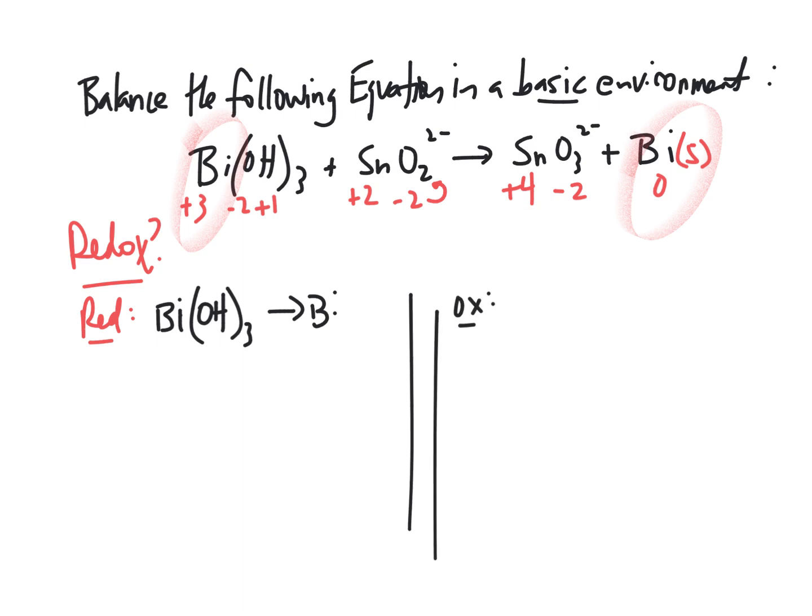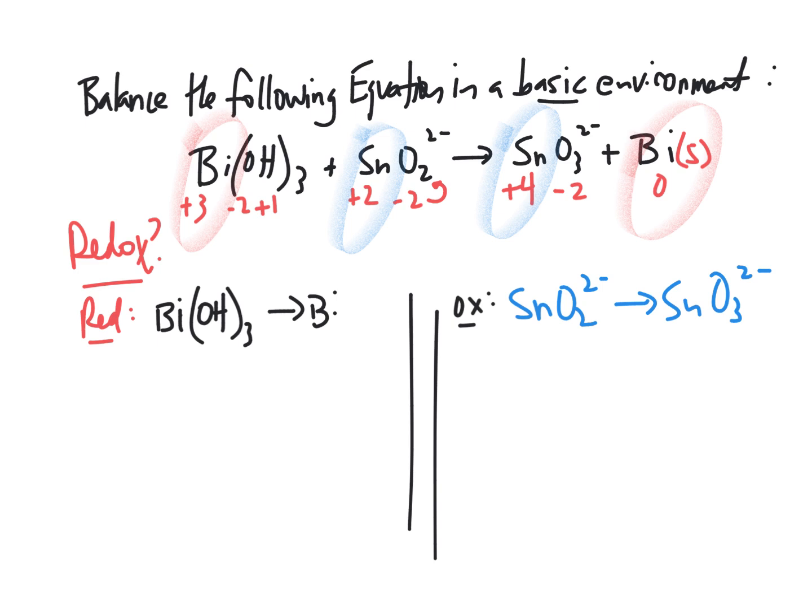So let's have a little gander. And we see that for tin, it goes from a +2 to a +4, an increase in oxidation number. That means oxidation. So we're going to write that oxidation half. It's tin oxide going to, I guess I'm supposed to write, tin dioxide going to tin trioxide ion. I don't know what it's called. It's an ion, a polyatomic ion.